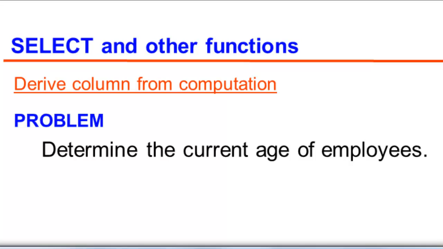Other than specified columns on a table, you may create a new column as a result of computation. If you want the current age of employees, we get the birth date of each employee and deduct it from the current year. If the current year in our example is 2014, by simply getting the birth year of the employee using the YEAR function and deducting it from 2014, we derive age.